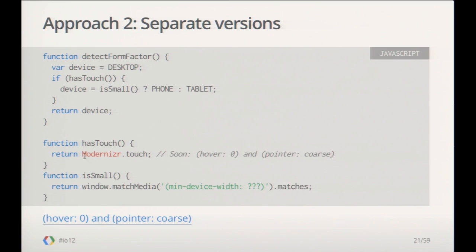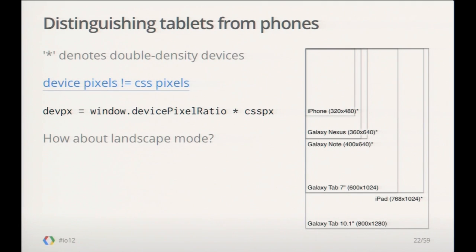The other question here is, how do we know what's small enough? Where do we draw the line between phones and tablets? So we can evaluate the media query, but where do we set this boundary?